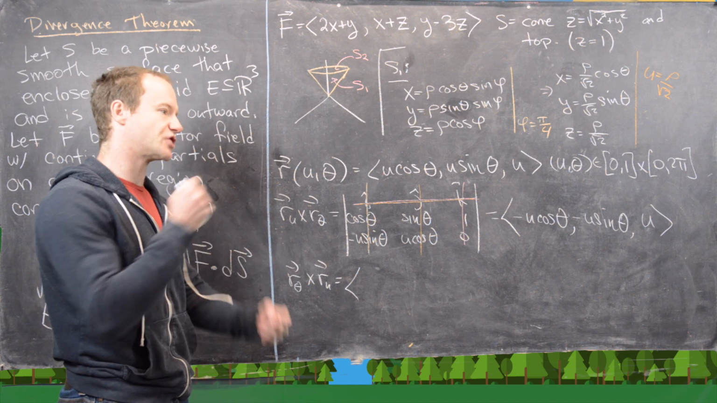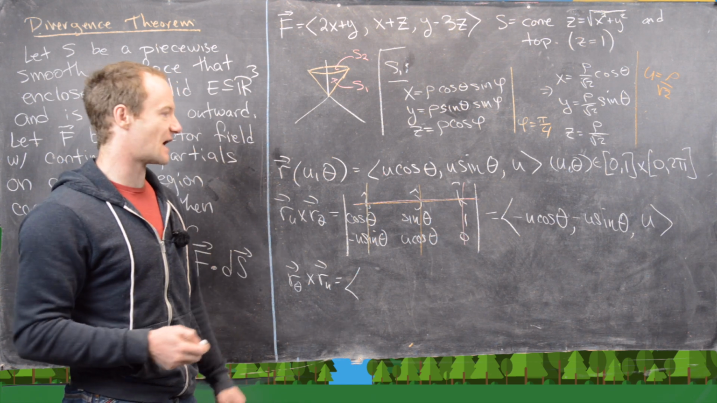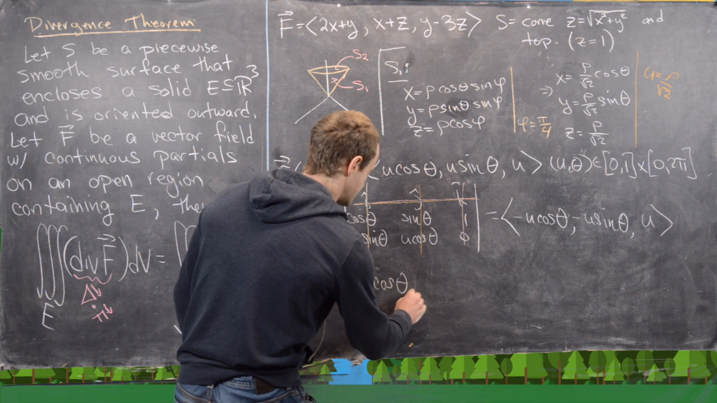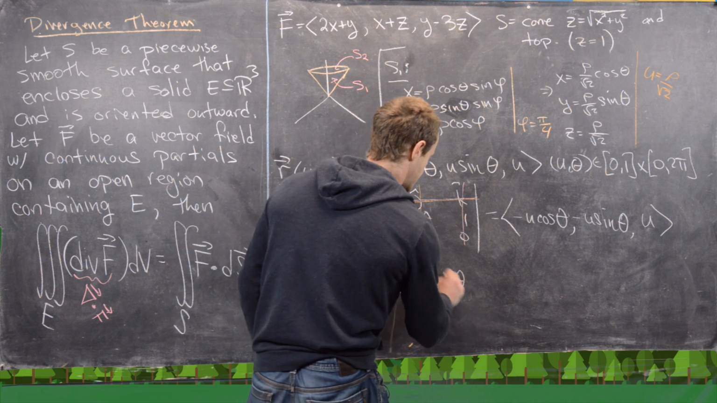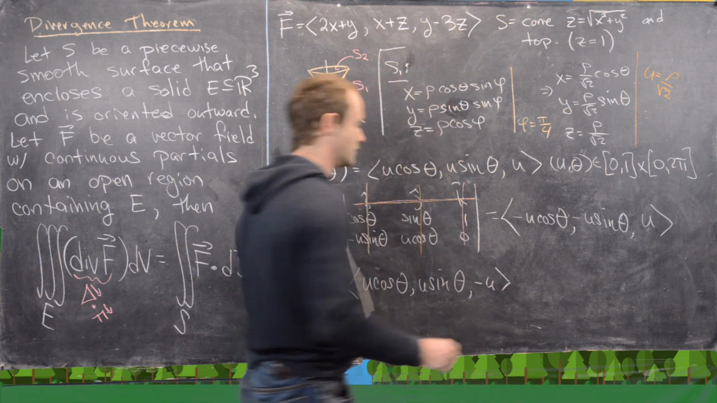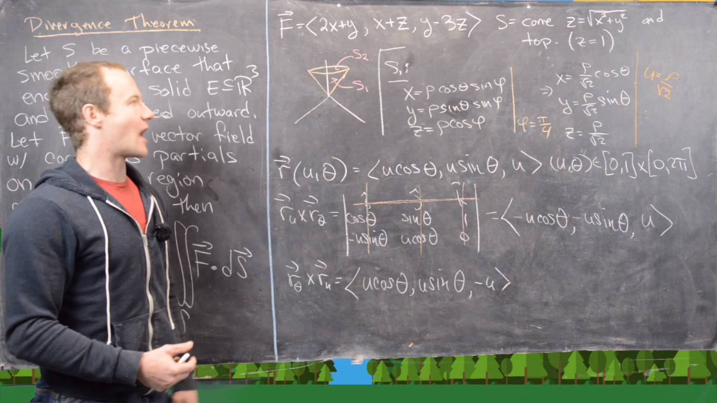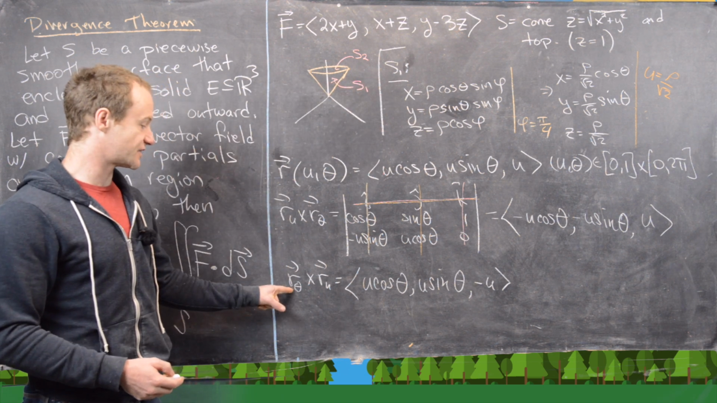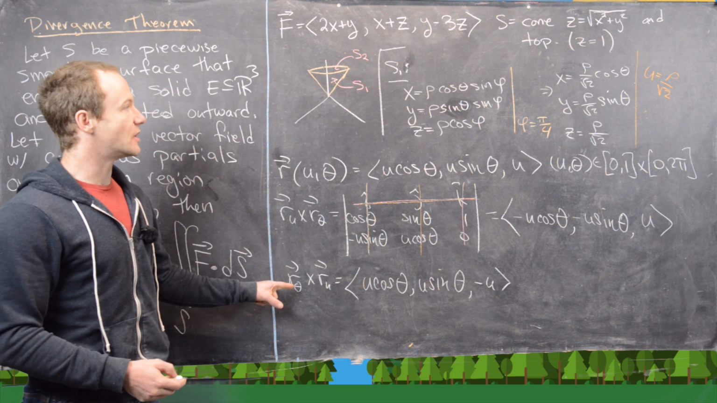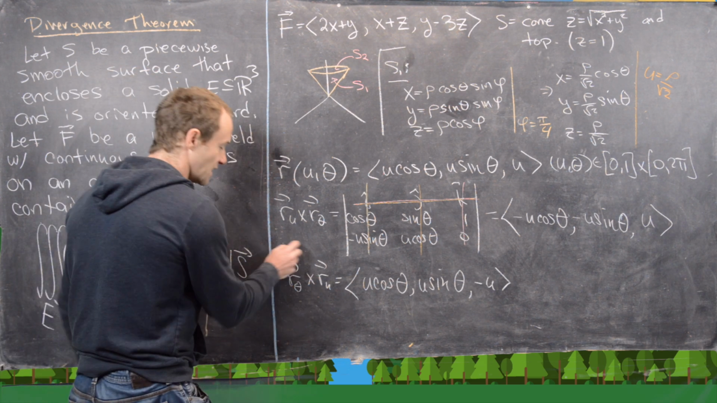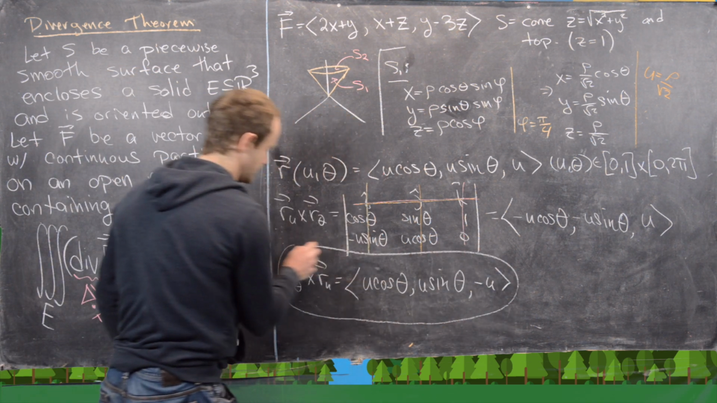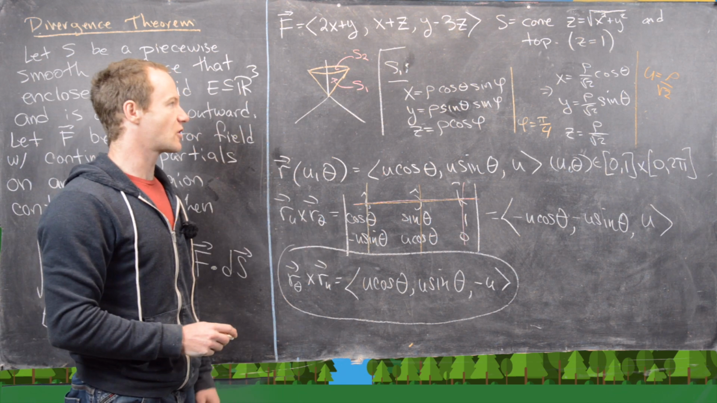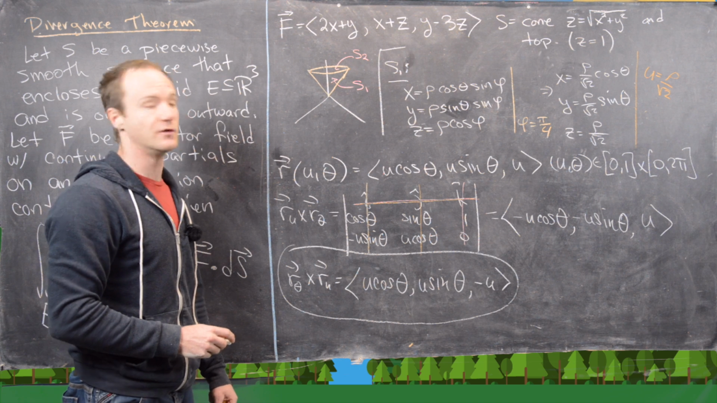Recalling that when you change the order of a cross product, you just get a minus sign. So this is going to give us u cosine theta, u sine theta, and then minus u. And that will be an outward-facing normal from this S1. Okay, so that's what we need here. So the next thing we need to do is use this to plug into the formula for the surface integral. So I'll go ahead and clean up the board, and then we will move on from there.